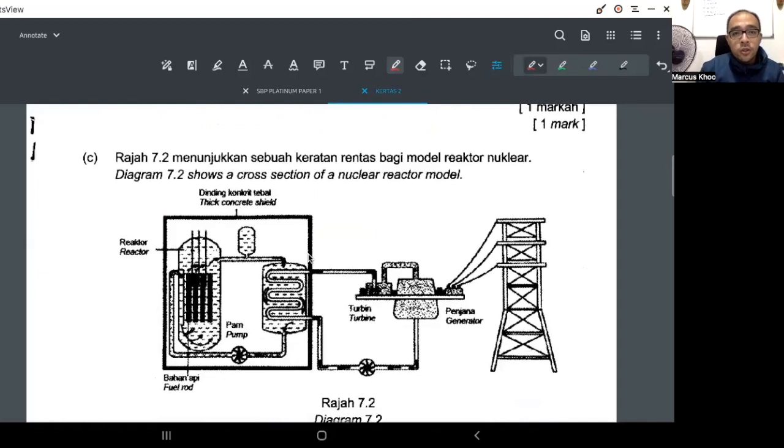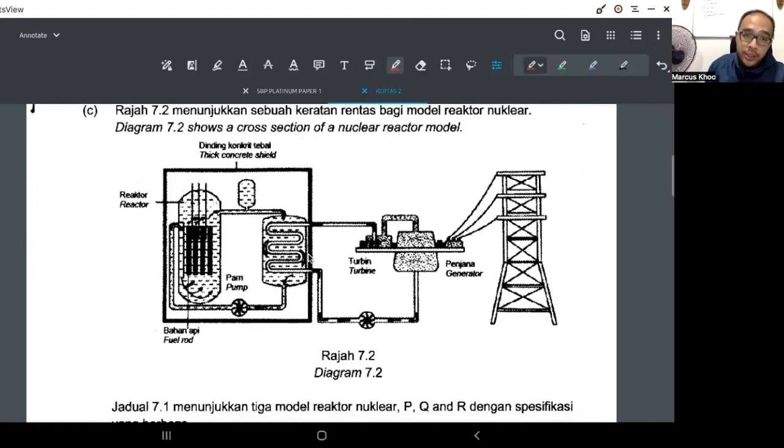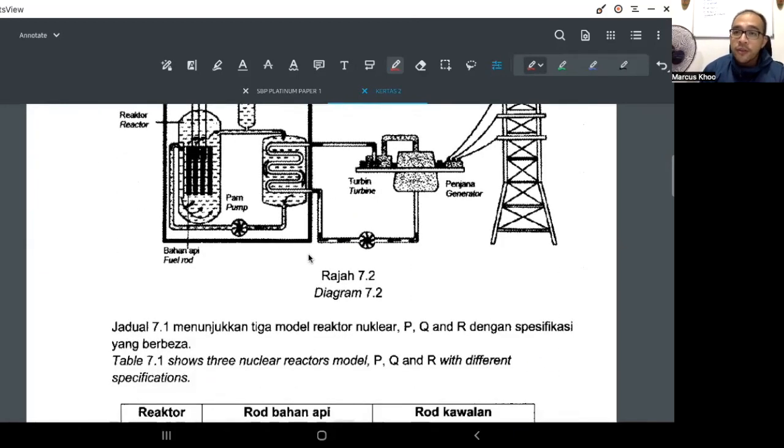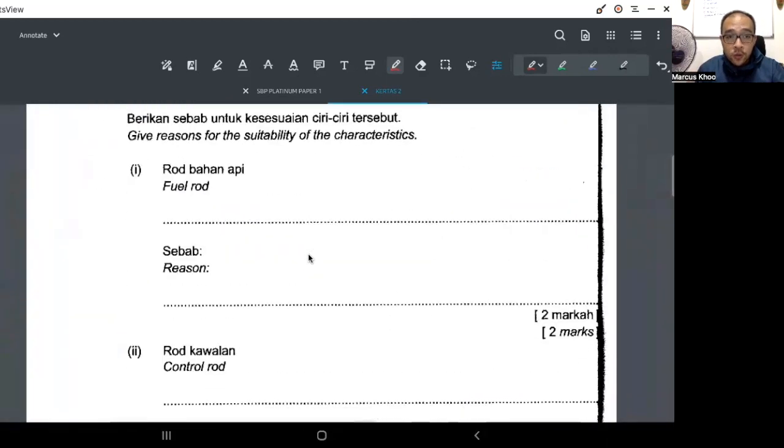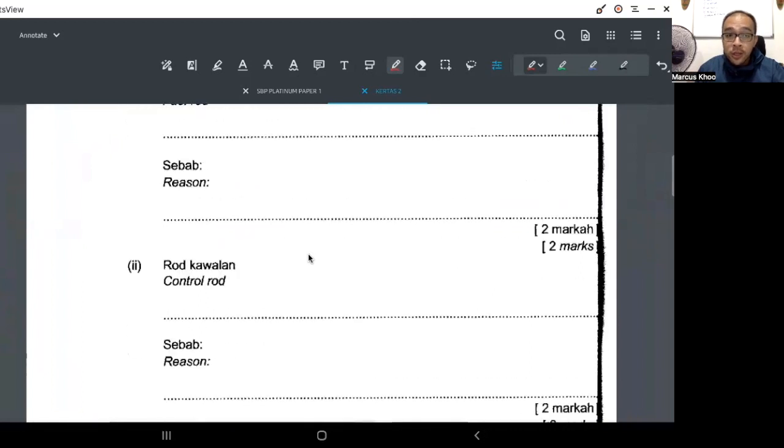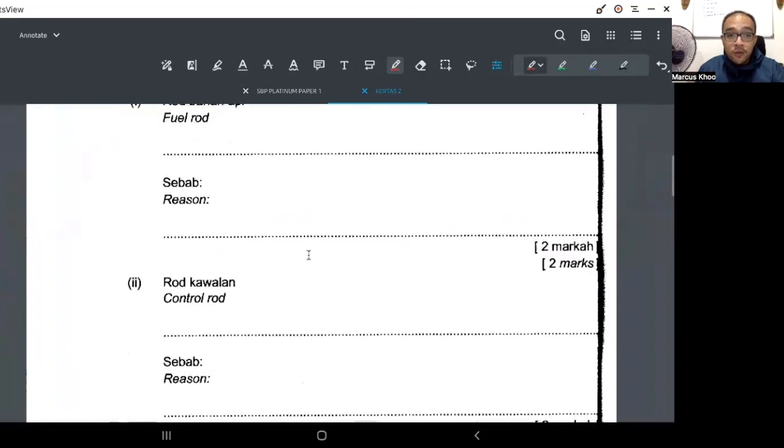Okay, 7.2 shows a cross section of the nuclear reactor model. This is obviously my favorite topic. So, three reactor models. You have technetium and you have uranium. You have the control rod, which is graphite and boron. So you want to know which is the suitable one for the control rod and the fuel rod. Obviously the fuel rod, the best will be uranium.